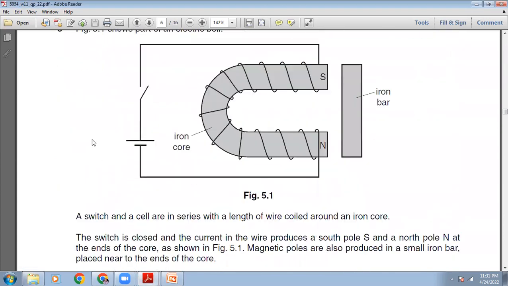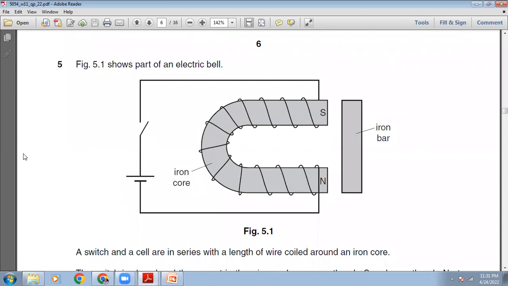The next question coming up on your screen is question number 5. It says figure 5.1 shows part of an electric bell. Okay, so this is the part of electric bell. Here is iron core, which has a wire wound on it, and that is connected with a battery and a switch. Here is an iron bar.